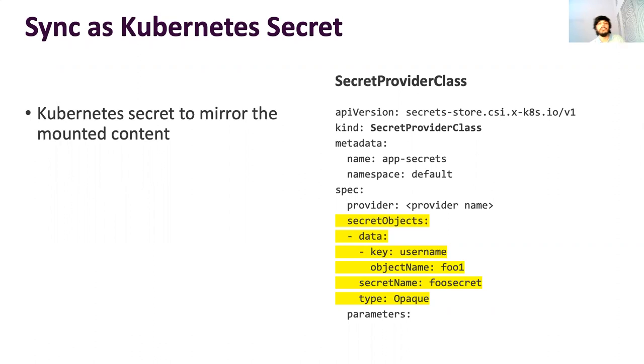In addition to the synced Kubernetes secret, they can also be referenced in the pod spec to set environment variables if required. As you can see in the secret provider class, there is an optional secretObjects field, which is used to indicate that the mounted content also needs to be synced as a Kubernetes secret.